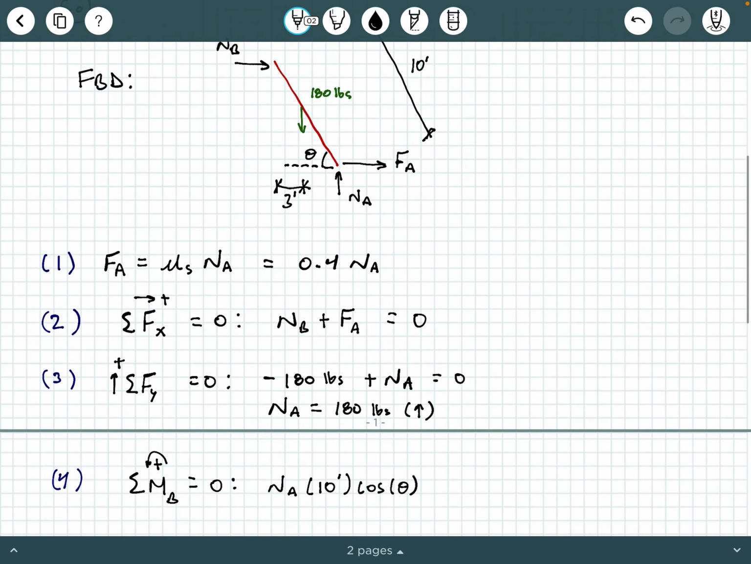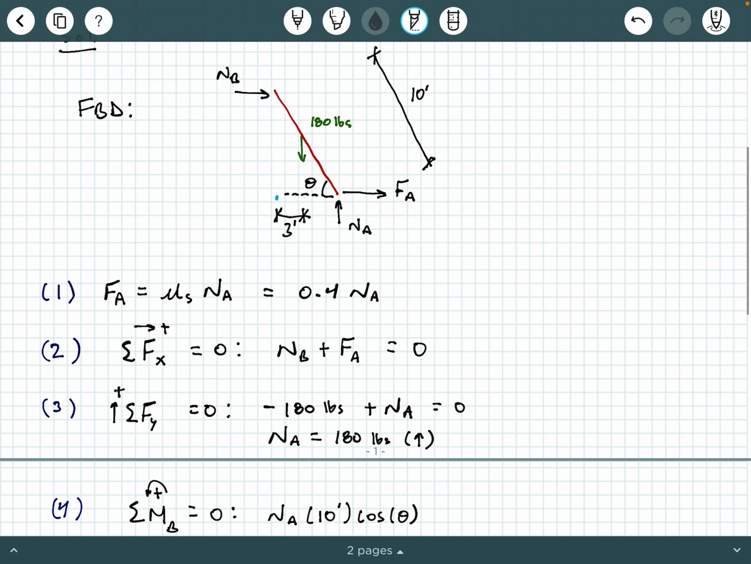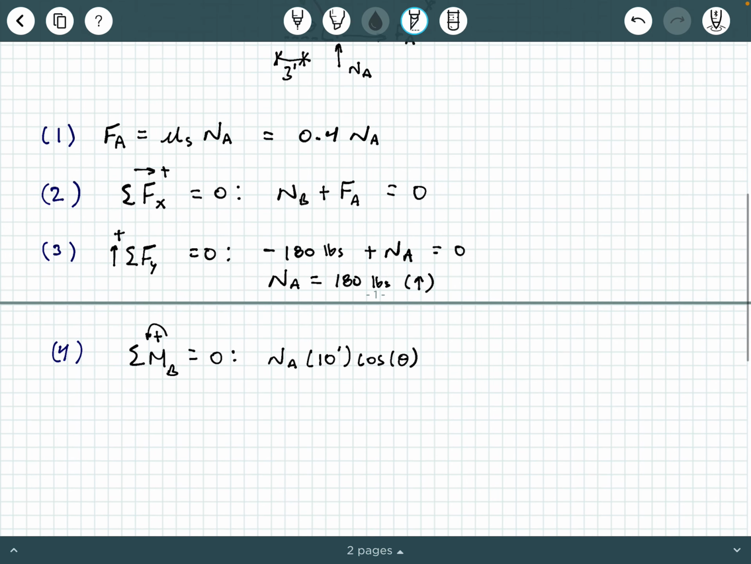And I'm getting that because 10 feet cosine theta will give me this perpendicular distance right here. Okay, remember the 10 feet is this hypotenuse. So if you say hypotenuse times cosine of theta, you'll get a horizontal component. So that's where the 10 cosine theta comes from. And then next component, we're going to say plus FA times 10 feet times the sine of theta.